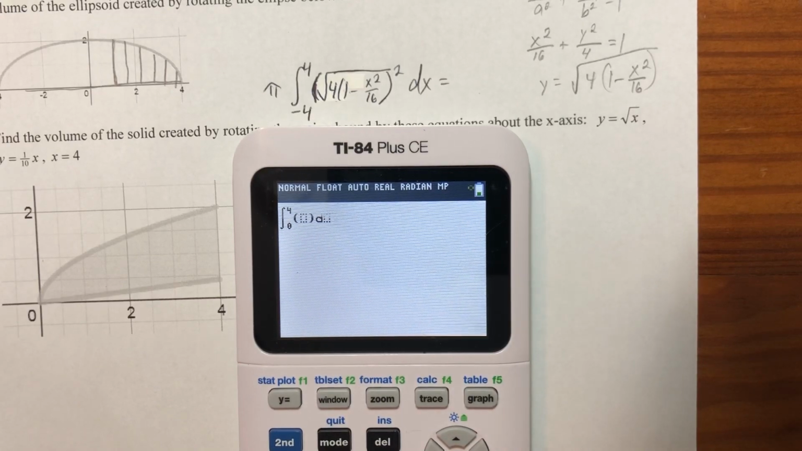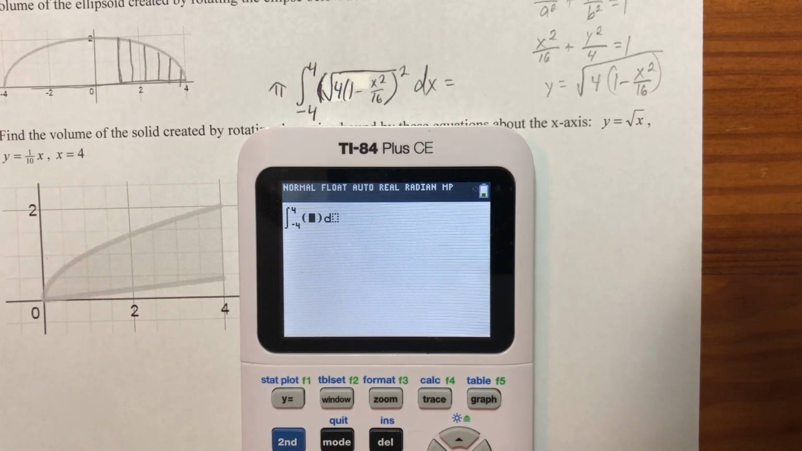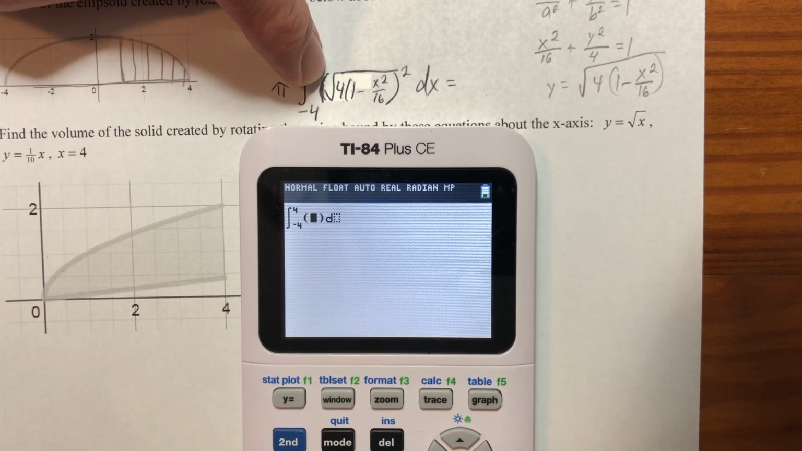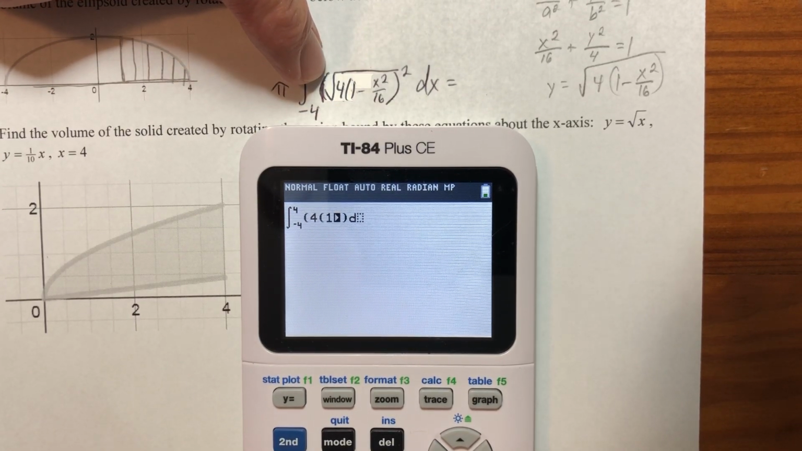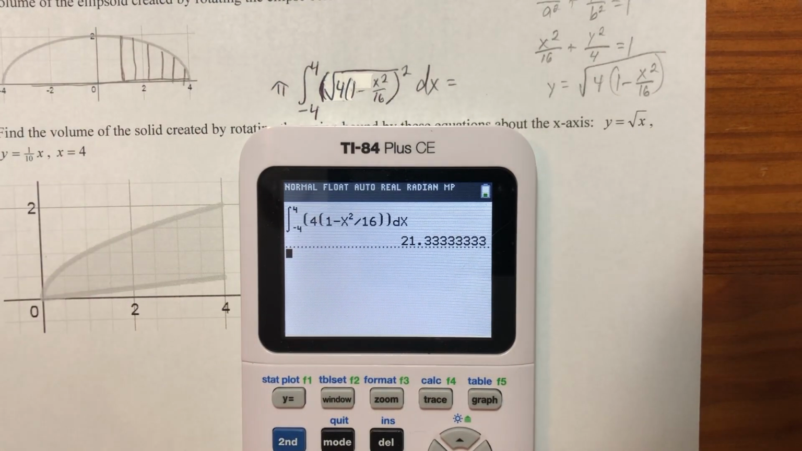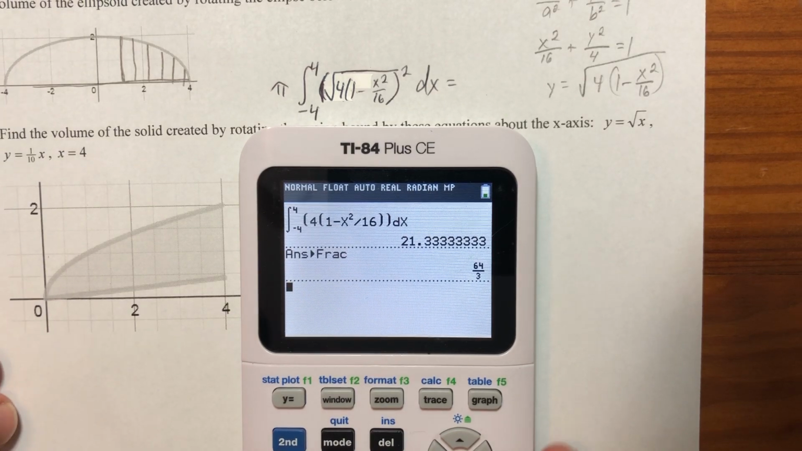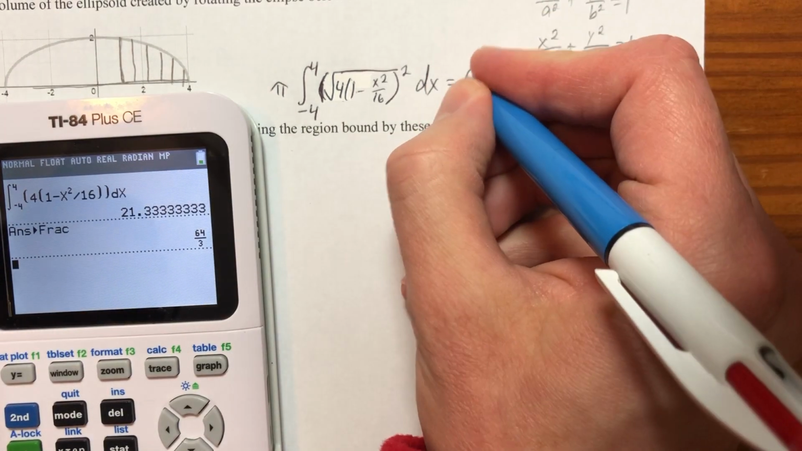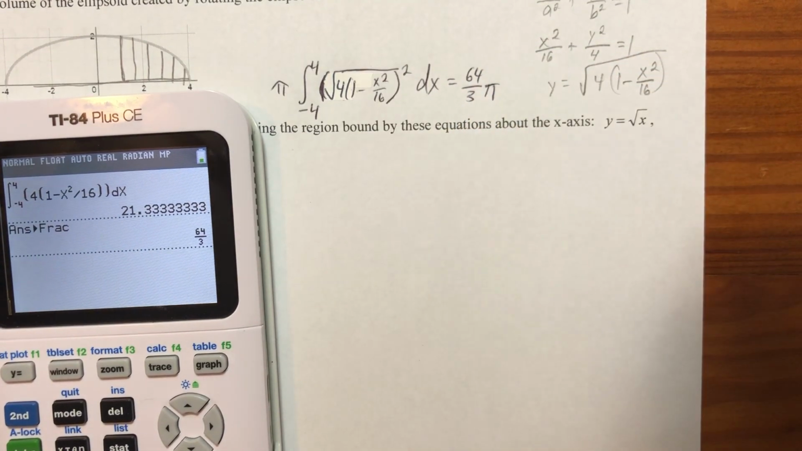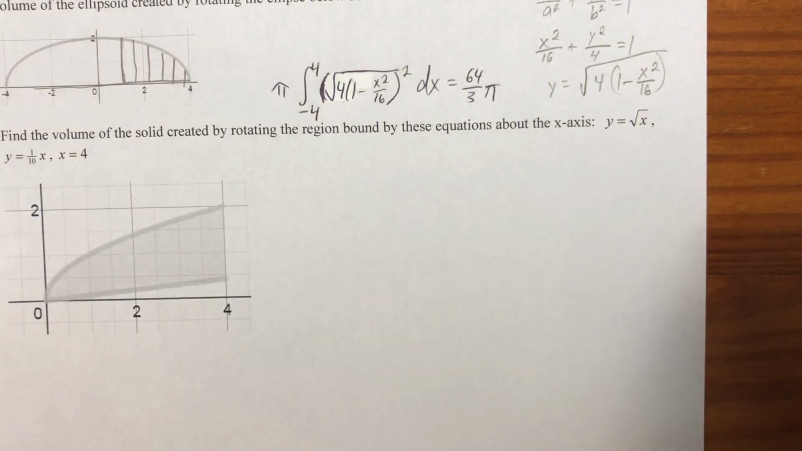However, I think that's just an extra step when I could just type -4. So I'm not going to type the squared, and I'm not going to type the square root because they'd cancel, as you know. 1 minus x squared over 16 dx. And whatever I get, I'm going to put a pi with it. 64 thirds times pi. That is the volume, and it's in cubic inches, cubic centimeters, cubic meters, cubic units, whatever.